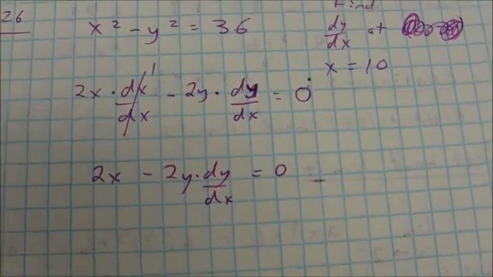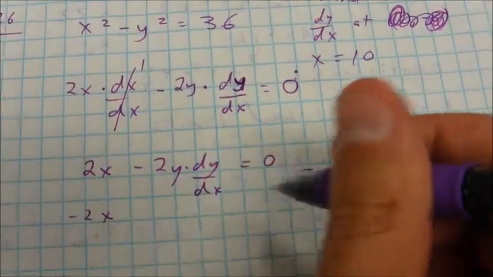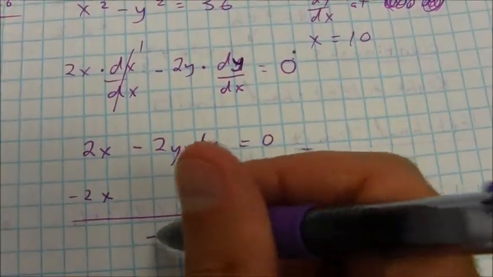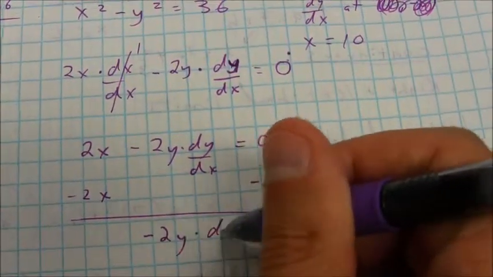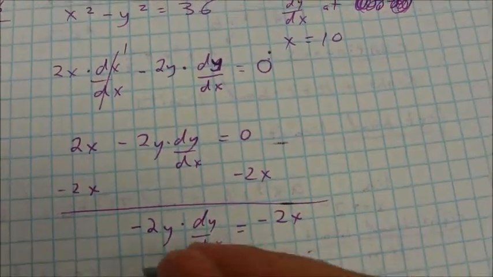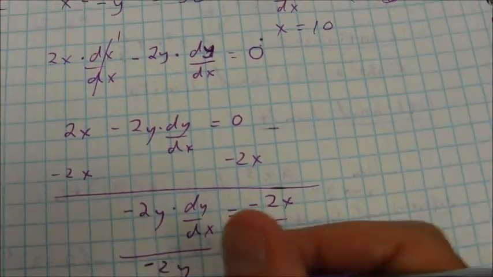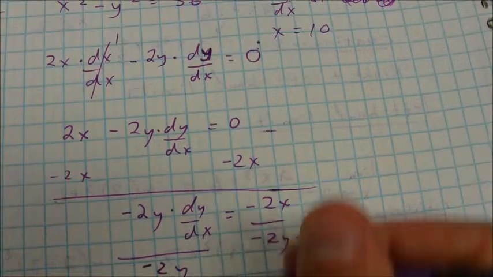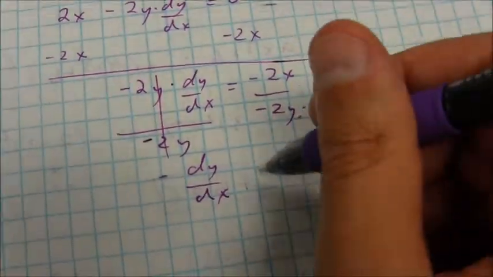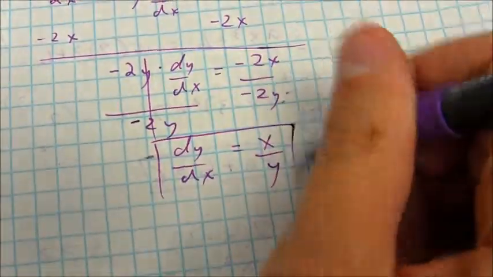And in this case, I like to isolate the dy/dx. So I'm going to subtract 2x from both sides of the equation. I end up with negative 2y times dy/dx equaling negative 2x. Now I can divide both sides by negative 2y, and I find out that dy/dx is equal to just x over y after I do my cancellation.